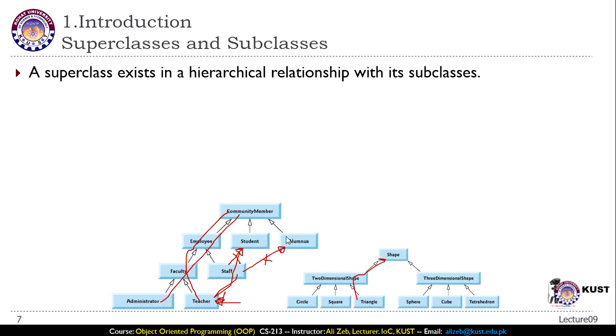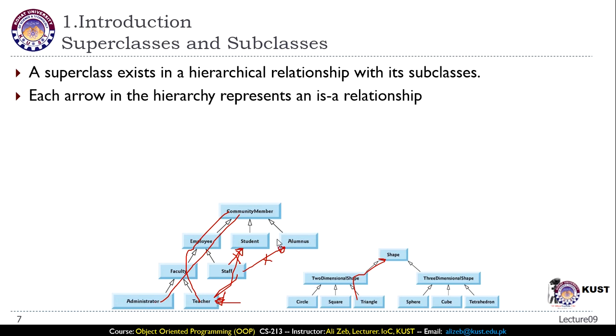Superclasses and subclasses we can see with the help of these hierarchical diagrams. A superclass exists in a hierarchical relationship with its subclasses, and as we saw in the previous slide as well, when a subclass inherits a superclass, the subclass can further be inherited by its own subclasses, and we can go downwards in the hierarchy, as we can see in these two examples over here. Each arrow in the hierarchy represents an is-a relationship.